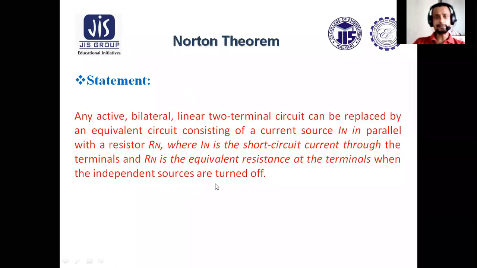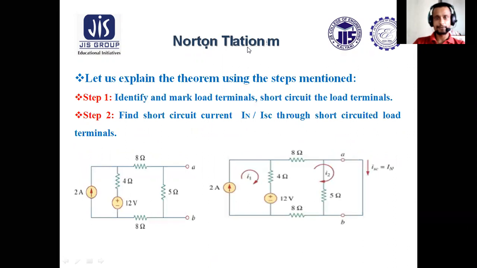So this is the statement of Norton's theorem. Norton's theorem states that any complex network which is an active bilateral linear two-terminal network can be replaced by Norton's equivalent circuit consisting of a current source of IN with a parallel resistance of Rn. How to find Rn or IN, that we'll be discussing in the next slides. So let us come to this. Here we'll be discussing the explanation of the statement.